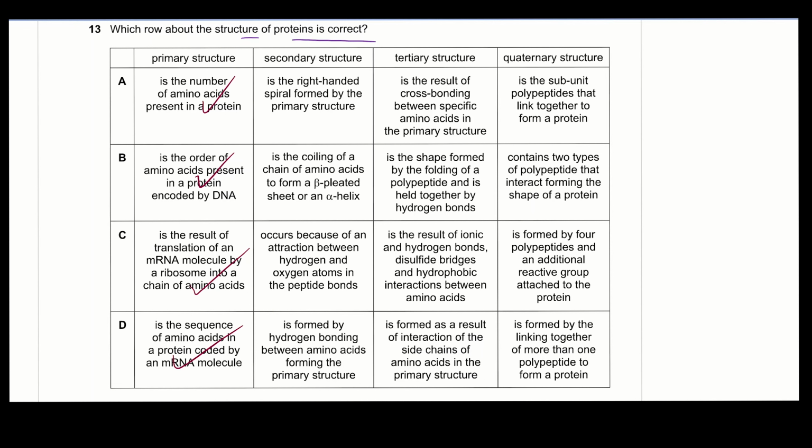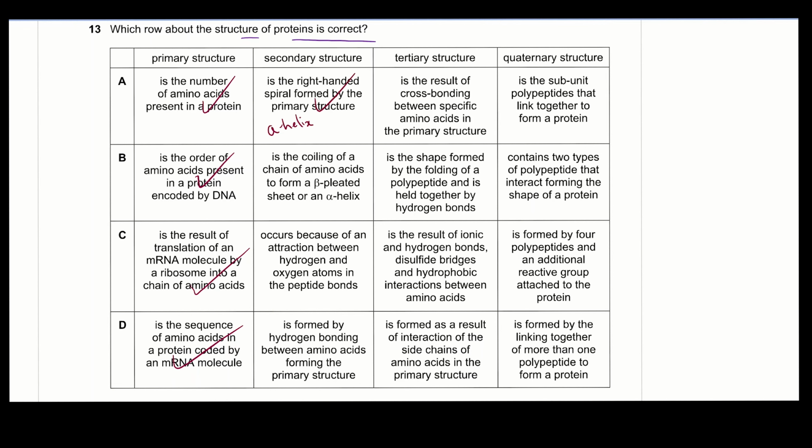And in a primary structure, only peptide bonds are formed. Secondary structure. It's the hydrogen bonding between the oxygen in the carboxyl group and the hydrogen in the amine group. So let's start with A. Is it the right-handed spiral formed by the primary structure? By the right-handed spiral, it means the alpha helix.